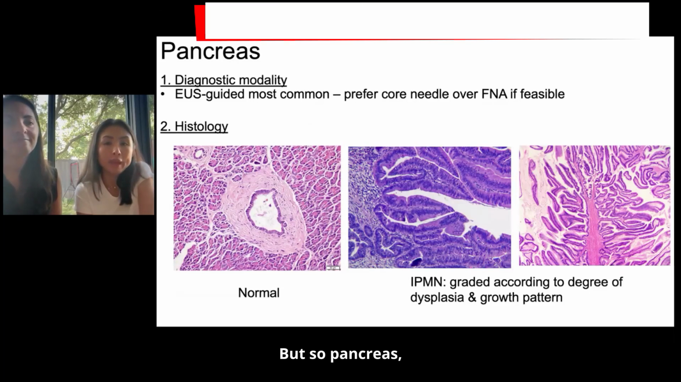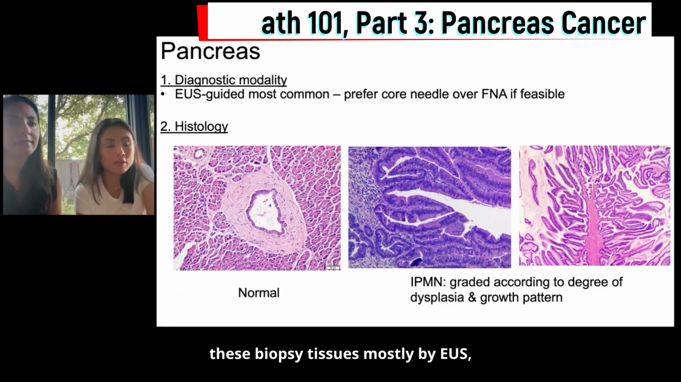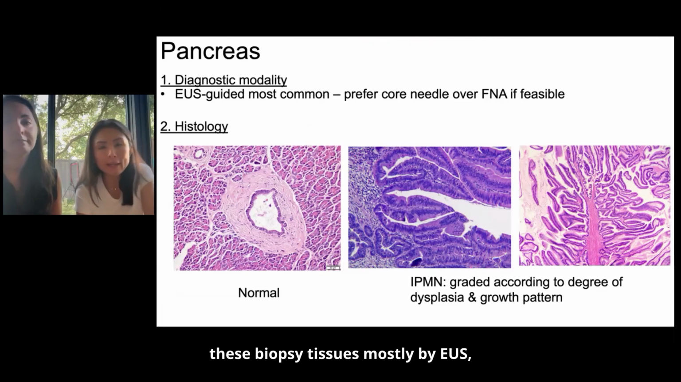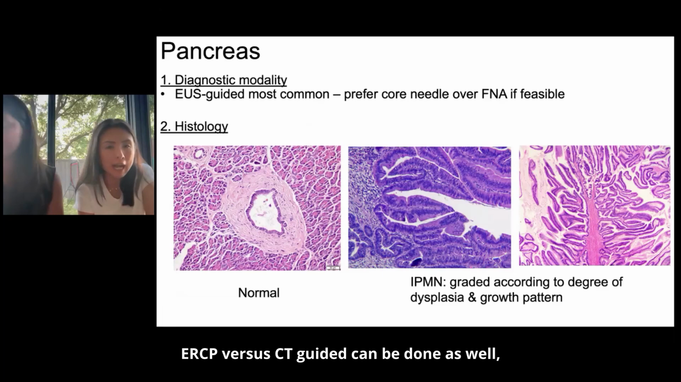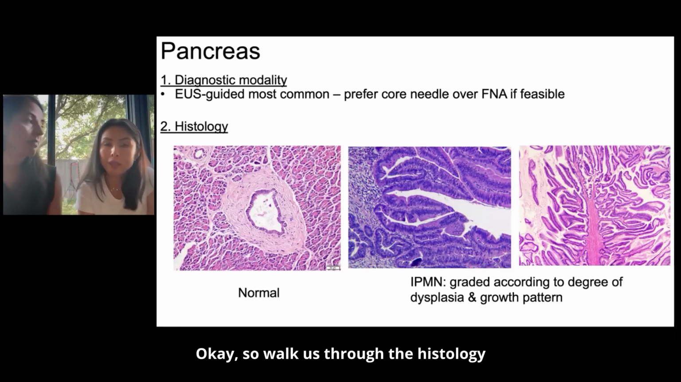But so pancreas, these biopsy tissues mostly by EUS, preferably with core needle over FNA to get more of the architecture. If possible, ERCP versus CT guided can be done as well, but those are used less commonly and have lower yield, especially the ERCP.